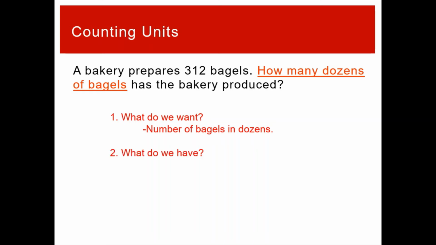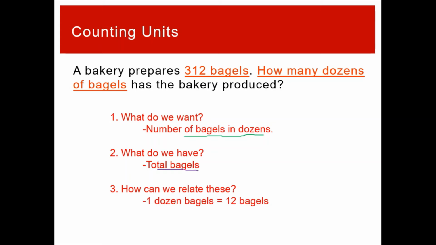Asking what do we have then lets us look at what numbers are associated with units. And so we can see that this conversion idea is we're going from total bagels. 312 bagels is a count of bagels. And we want to relate that to dozens of bagels. So a counting by group. Our answer is going to be a number of groups of bagels, and we want to take that from a total count of bagels.